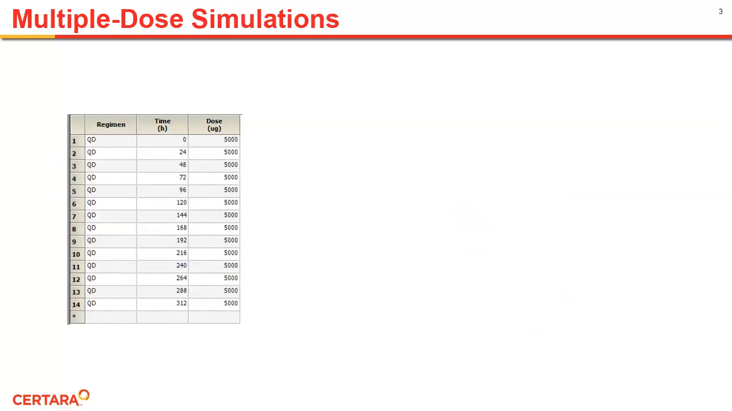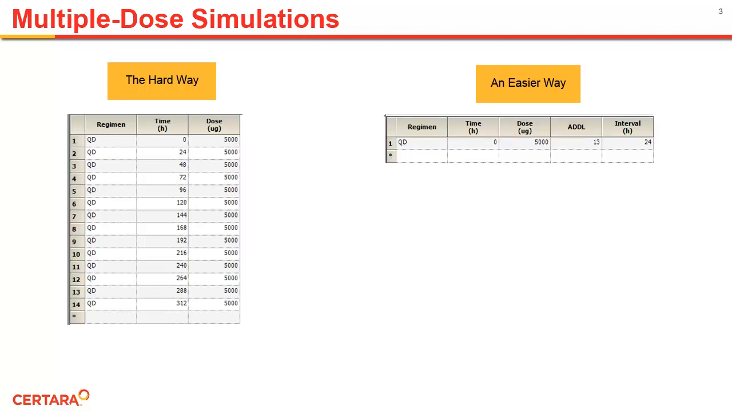One way to simulate the repeat dosing would be to create a worksheet with all the time and dose values, with a row for each individual dose. However, if you want to modify the dosing regimen, you have to change a lot of values in this worksheet. Therefore, this is the hard way to do it. There is a much easier way.